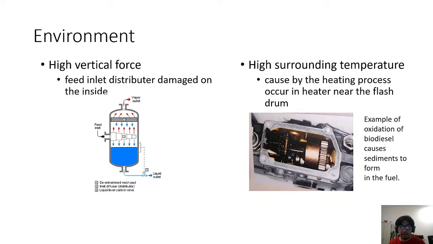Next category is environment. The first problem we encounter for environment is high vertical force that led to damage of the feed inlet distributor on the inside. The next problem is a high surrounding temperature that led to polymerization or oxidation of the biodiesel product, as in the picture shown.